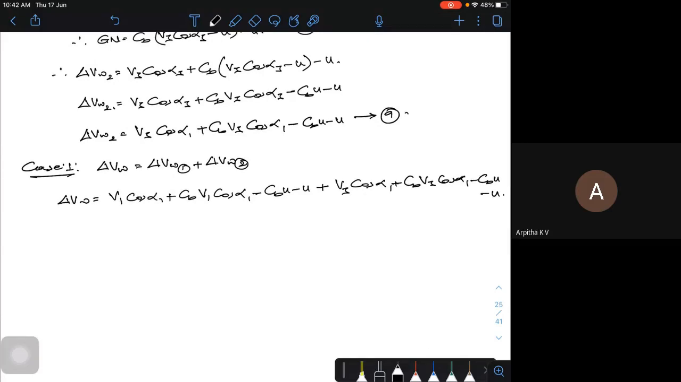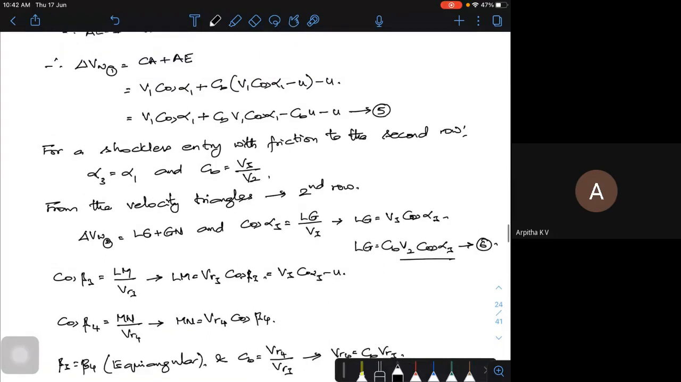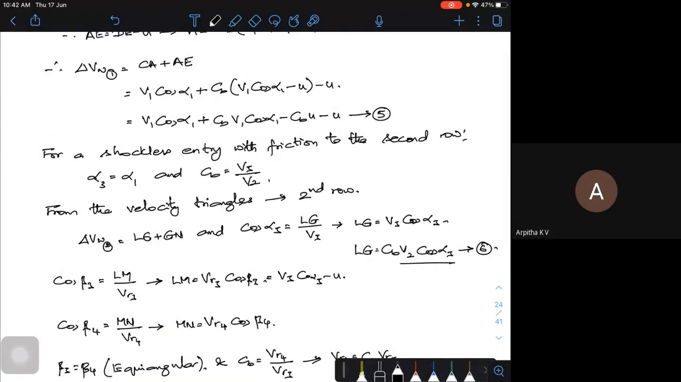Now, is it possible for us to simplify this? So with that condition, we have to look at. V1 cos alpha is there, and is it possible to write V3 in terms of V1? If you are able to do that, then we will be able to simplify this expression. V3 in terms of V1.